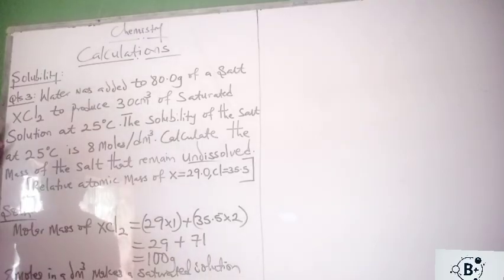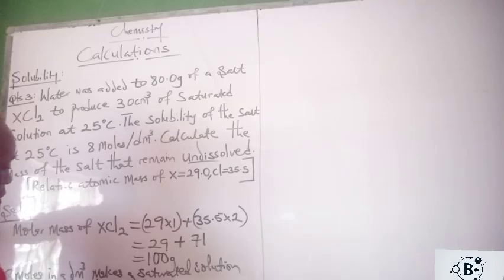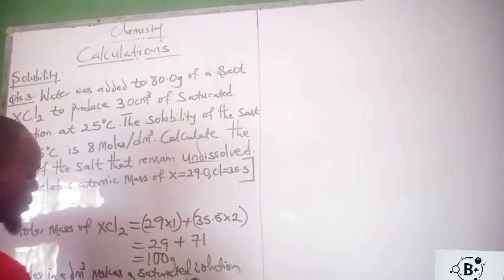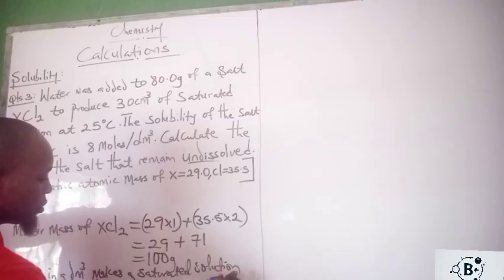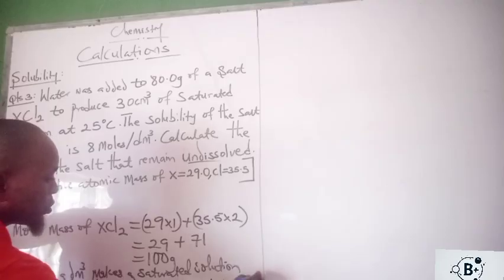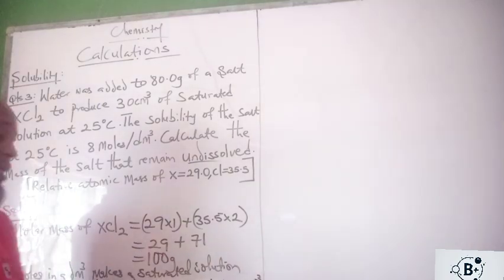So that means that 8 moles of SCl2, which is 100 grams, equal to 100 grams, gives 800 grams in 1000 cm³. So you know 1000 cm³ is the same thing as 1 dm³.